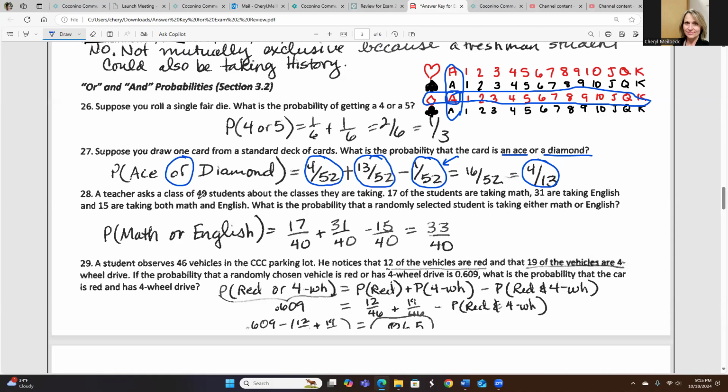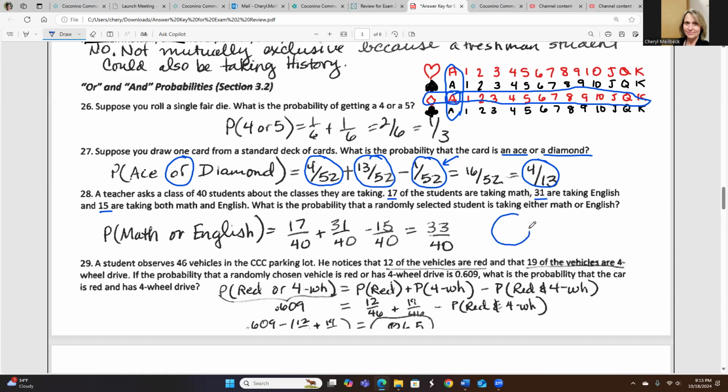A teacher asked a class of 40 students about the classes they are taking. 17 say they are taking math, and 31 say they are taking English, and 15 say they're taking both math and English. What is the probability that a randomly selected student is taking either math or English?